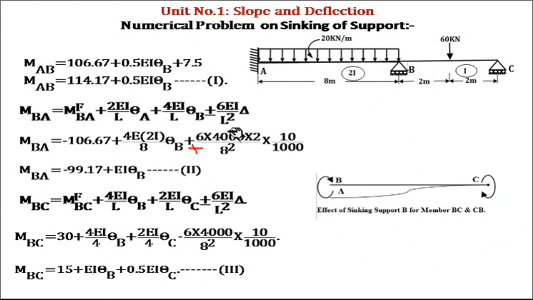So we know the value of EI, that is 4000. Okay, value of I is 2. Okay, upon L is 8 into delta value is 10 divided by 1000, because the value of delta is in mm. And if you solve this, we'll get the equation for moment in member BA, that is minus 99.17 plus EI theta B. Now we'll apply the slope and deflection equation for the member BC.